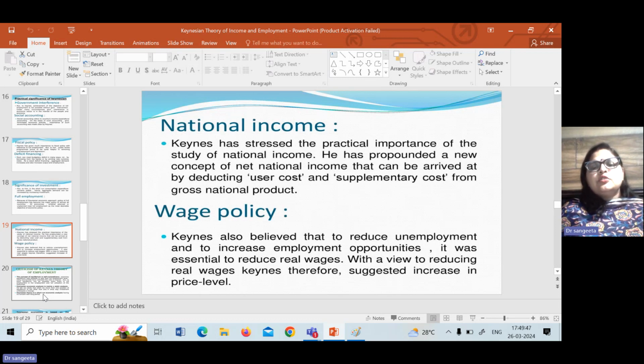Keynes believed that to reduce unemployment and to increase employment opportunity, it was essential to reduce real wages. With a view to reducing real wages, Keynes suggested an increase in the price level. When the wage level goes down, the purchasing power of people goes down and the prices go down, and this will create demand further in a circular form.